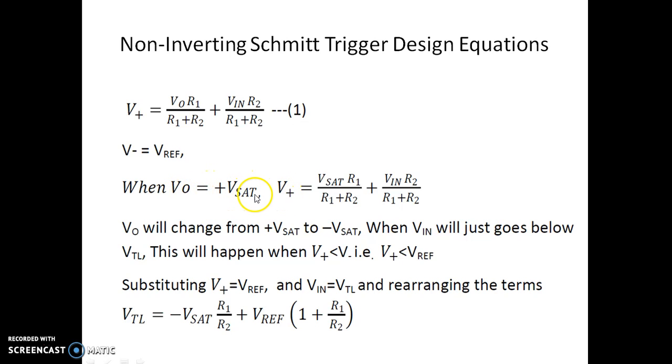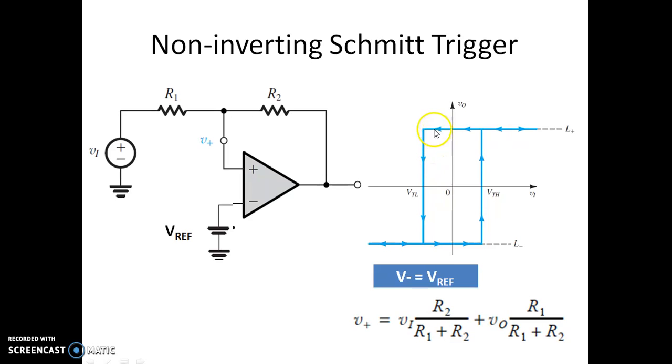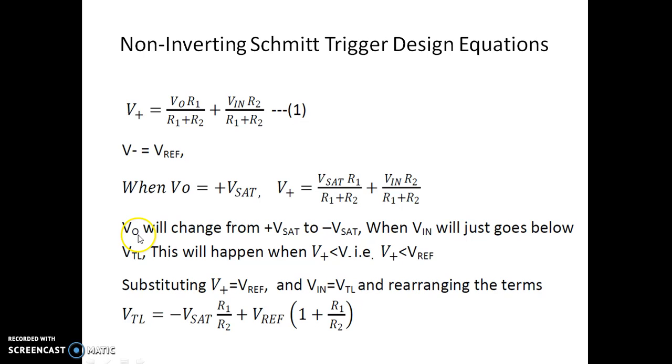So when the output voltage is plus Vsat, because output can be only in plus Vsat or minus Vsat, the V plus happens to be this voltage. The output, if it is in plus Vsat, can come from plus Vsat to minus Vsat only when the input voltage goes below VTL. So that's what is written here. V0 will change from plus Vsat to minus Vsat when Vin just goes below VTL. This will happen when V plus is less than V minus, that is, V plus should go below V reference.